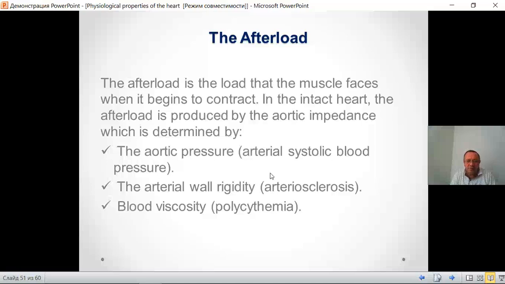Afterload is a load the muscle faces when it begins to contract. In the intact heart, afterload is produced by the aortic impedance, which is determined by aortic pressure, arterial systolic blood pressure, arterial wall rigidity, and blood viscosity.